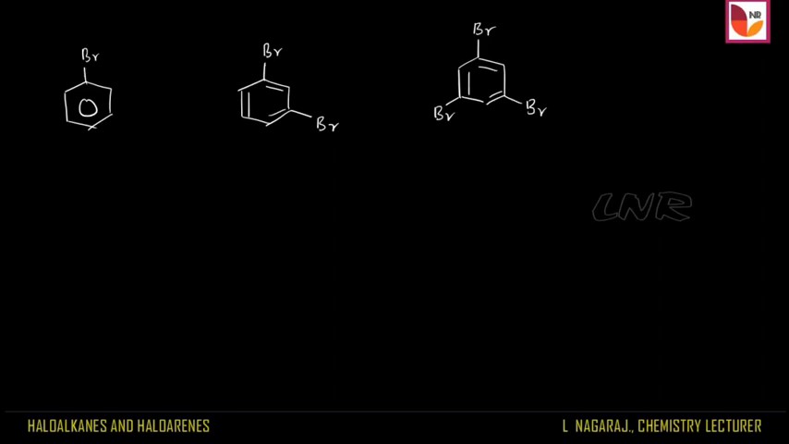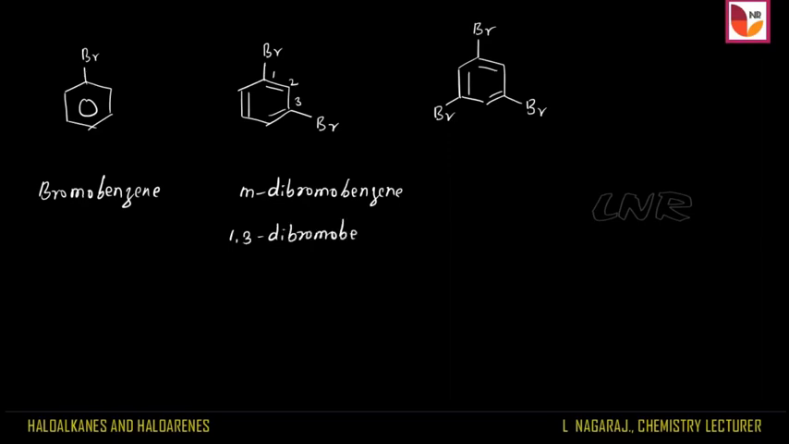So the first molecule is to be named as bromobenzene according to the IUPAC system as well as in the common system. And the second molecule is to be named as meta-dibromobenzene, because the halogen atoms are present at the meta positions. And in the case of the IUPAC system, it is to be represented as 1,3 dibromo, and the name of the aryl group is to be represented as benzene.